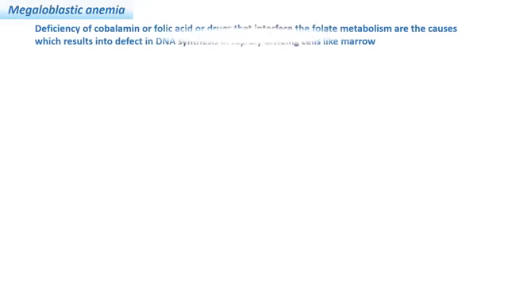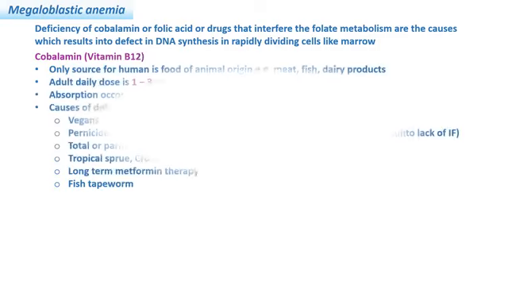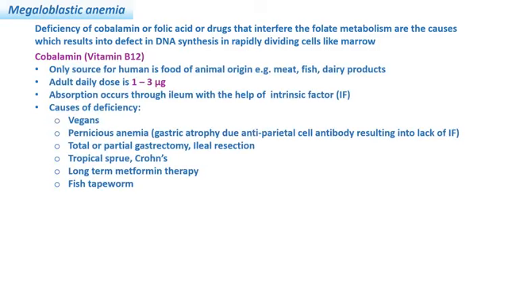Next come to megaloblastic anemia. Deficiency of cobalamin and folic acid, or drugs that interfere with folate metabolism, are the causes which result in a defect in DNA synthesis in rapidly dividing cells like the marrow. Cobalamin is vitamin B12; the only source for humans is food of animal origin, that is meat, fish, dairy products. Adult daily requirement is 1 to 3 microgram. Absorption occurs through the ileum with the help of intrinsic factor.